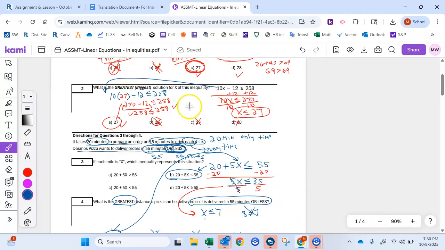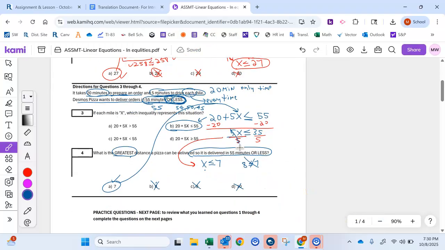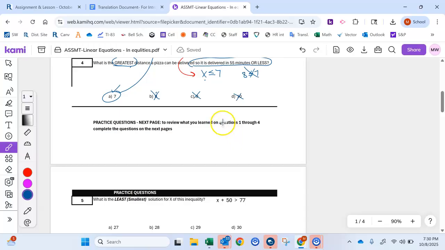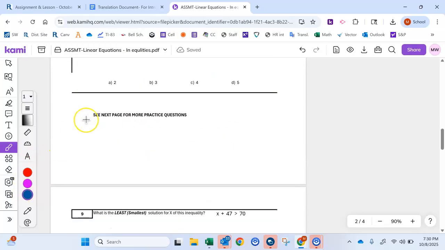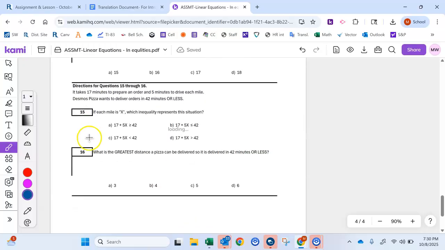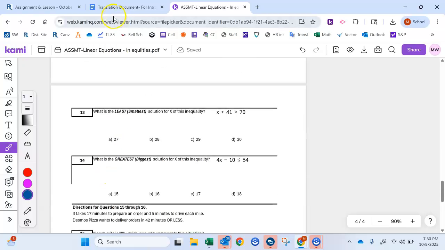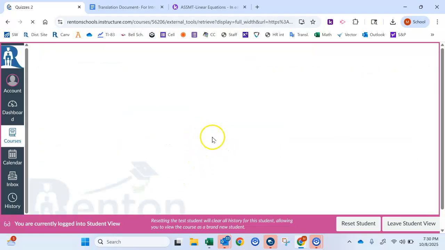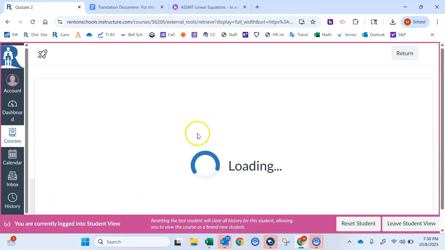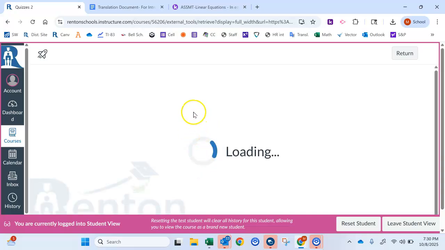So now that you understand it, make sure you have good notes and you use your notes. And the next thing is to do some practice questions, okay? So here are the practice questions. It's going to be 5 through 16, okay? And then when you're done, come back and make sure you click here and enter your answers into Canvas to get your A for the day, okay? So take good notes so you can use them on your quizzes too, okay? All right, that's the lesson for today.